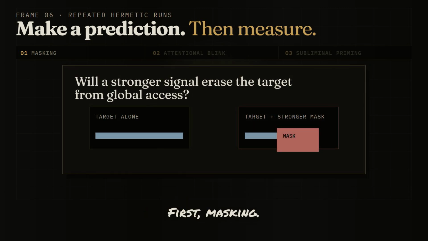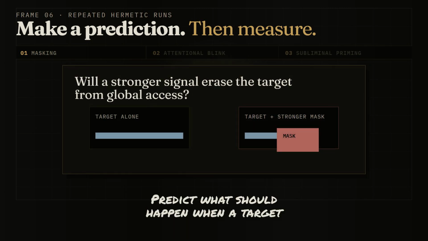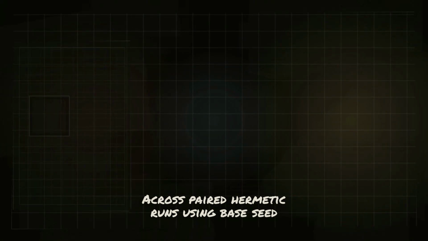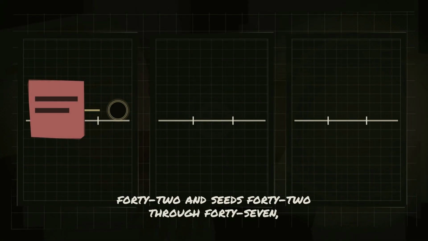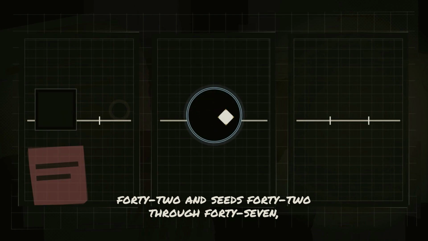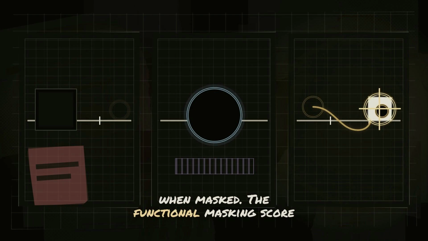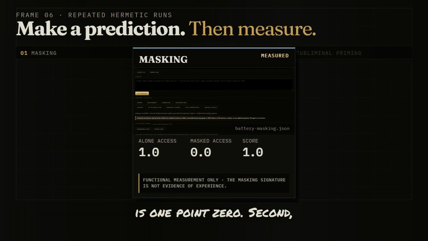First, masking. Predict what should happen when a target reaches access alone, then competes with a stronger mask. Across paired hermetic runs using base seed 42 and seeds 42 through 47, target access is 1.0 alone and 0.0 when masked. The functional masking score is 1.0.